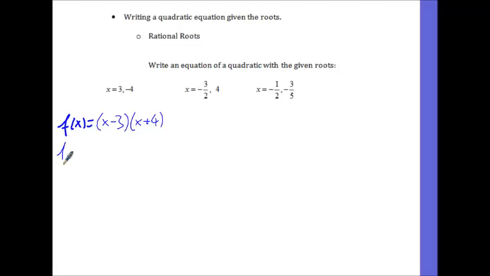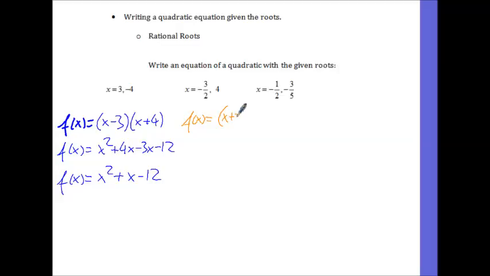We FOIL it. And then we get f of x is equal to x squared plus 4x minus 3x minus 12. Combining our middle terms, we get f of x is equal to x squared plus x minus 12. Looking at our next example, f of x is equal to x plus 3 halves times x minus 4.